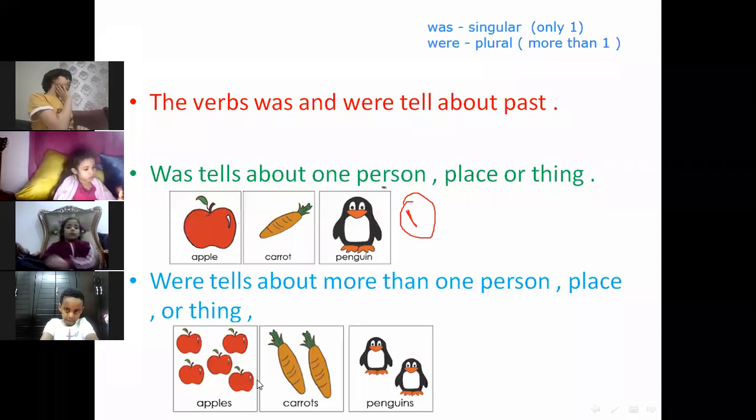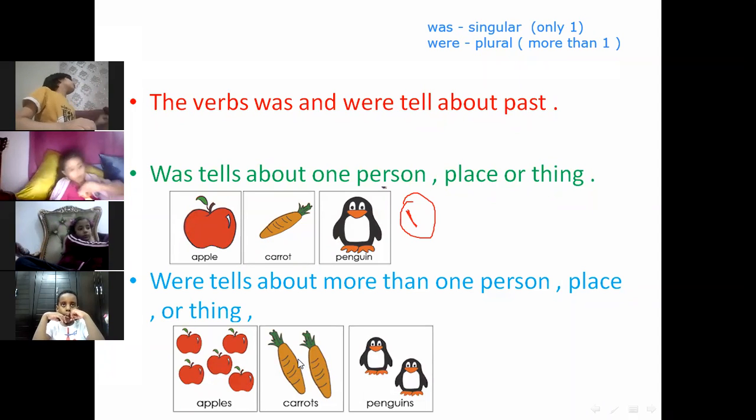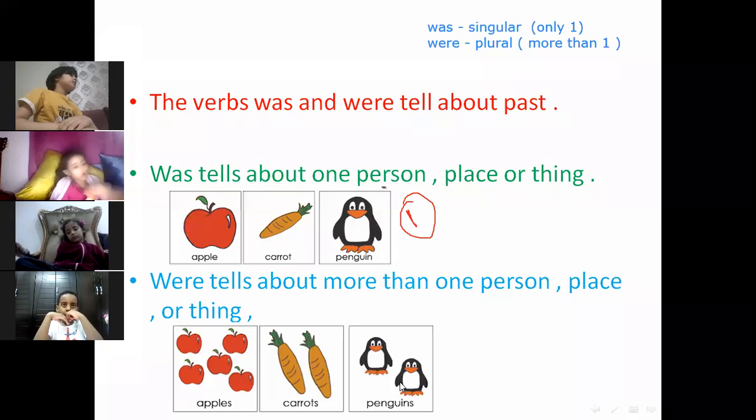So the apples were delicious, or the apples were small, or the apples were shiny. For example, the carrots were delicious. The penguins were walking. The penguins were swimming.